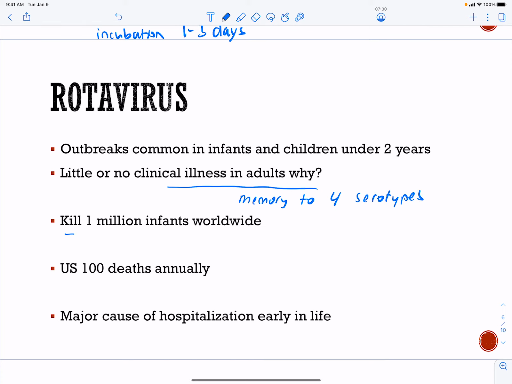It is important. It can kill about 1 million infants every year. In the United States, about 100 children will die annually from this, and it's a major cause of hospitalization. Remember, anything that can cause dehydration in children gets very severe just simply because of their size.